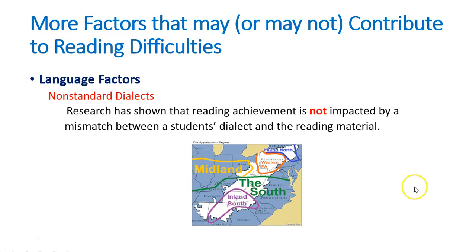So there being a mismatch between how we speak and how we read has been shown that it doesn't really affect our ability to learn how to read. Now, where dialect might interfere a little bit is what we were just talking about with phonemic awareness. So a teacher really needs to be aware of her own dialect and also the dialect of her students.